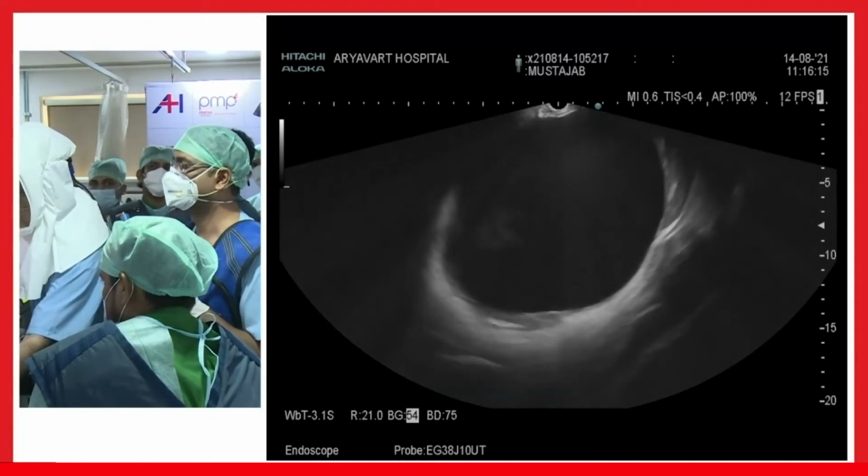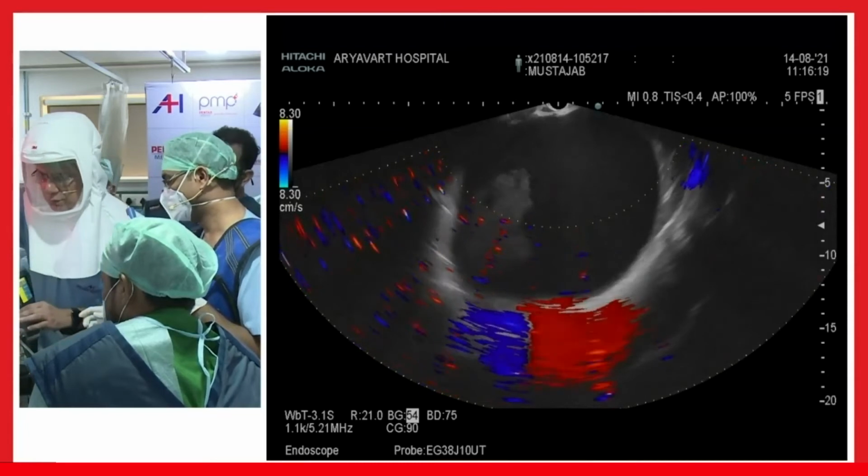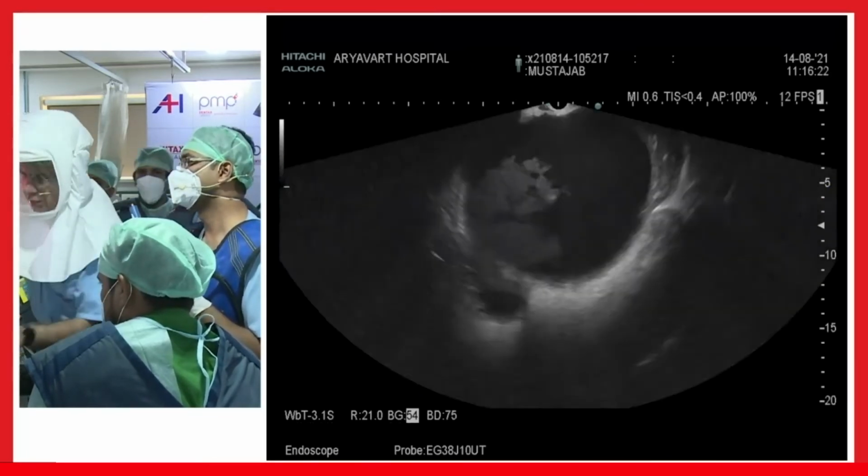What are the cysts you like to puncture? I mean, when would you like to puncture a cyst? When would you not like to puncture a cyst? Let it go.